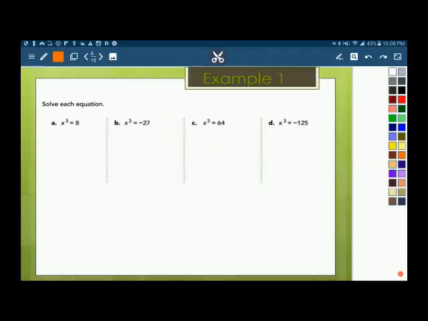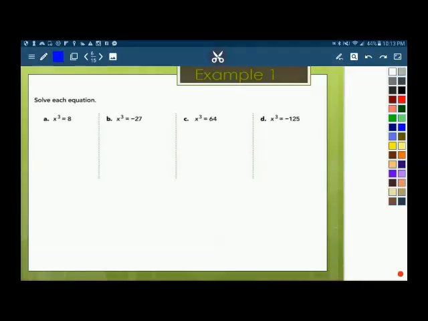So let's give this a try in the first example. Just like the previous lesson, we're going to solve these 4 equations, and in each equation, they're just one step. We just see that x is being cubed and it's equal to a number.